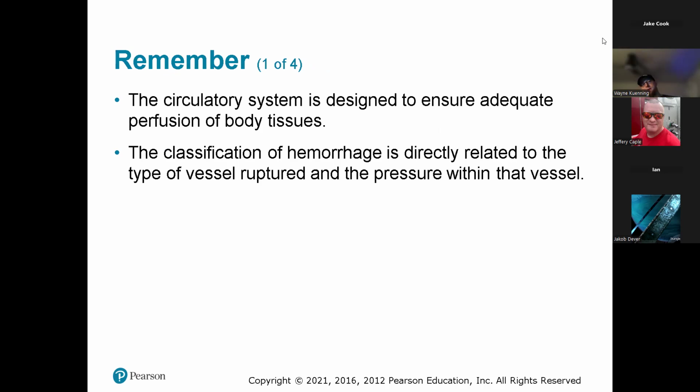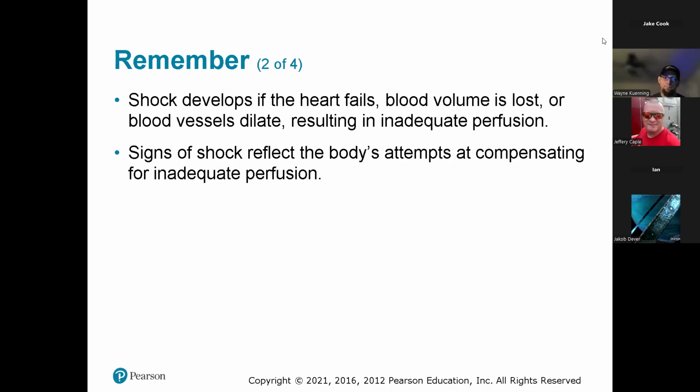The circulatory system is designed to ensure adequate perfusion of all body tissues, whether it be skin or organs. Classification of hemorrhage is directly related to the vessel ruptured and the pressure within the vessel. Low pressure system is the venous system. High pressure system is the arteries. And what separates the two is the capillary beds.